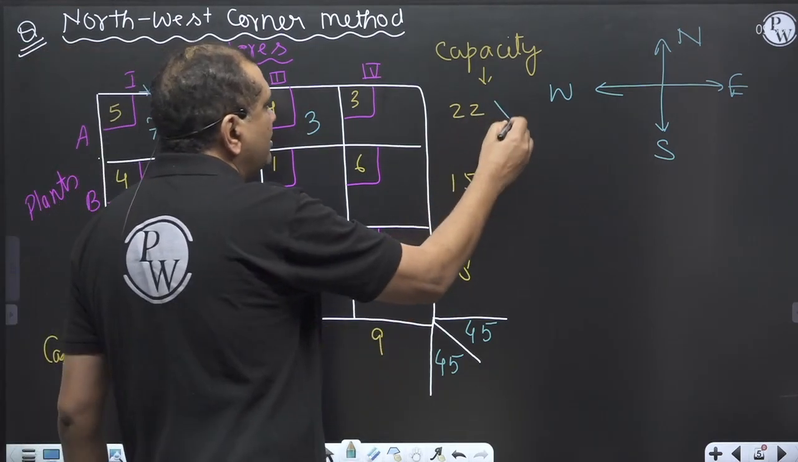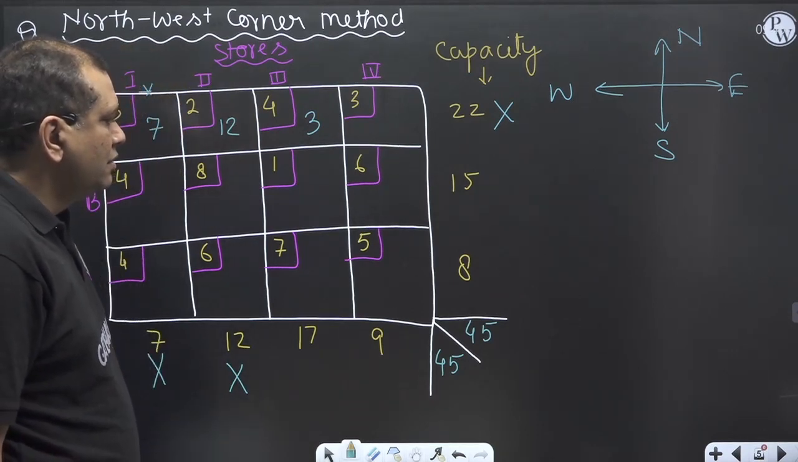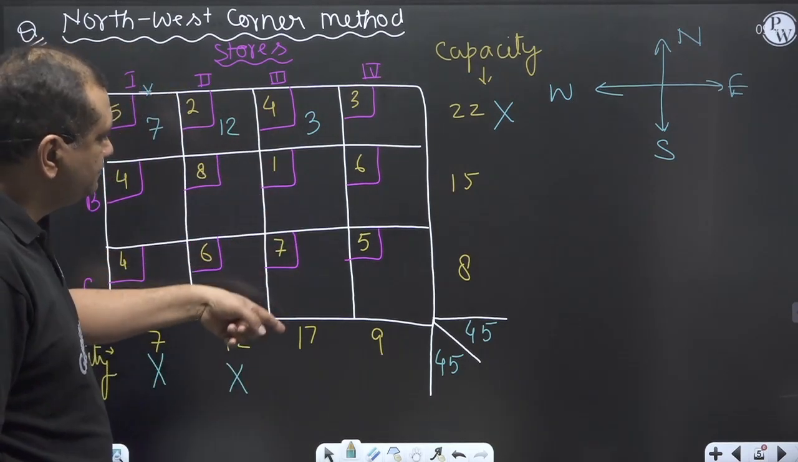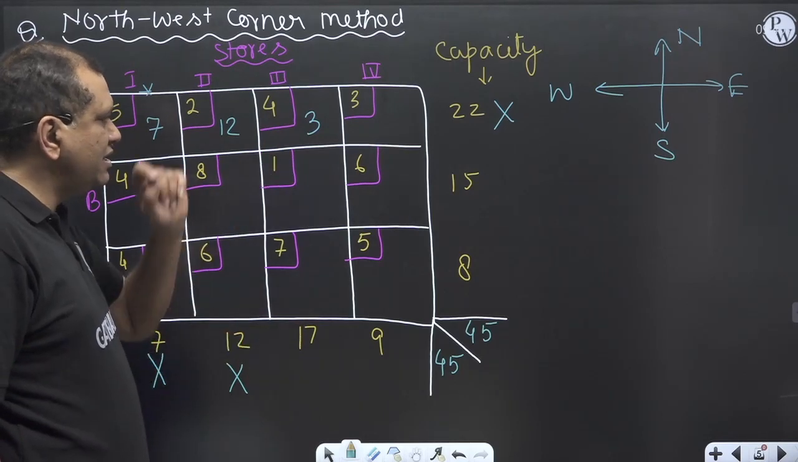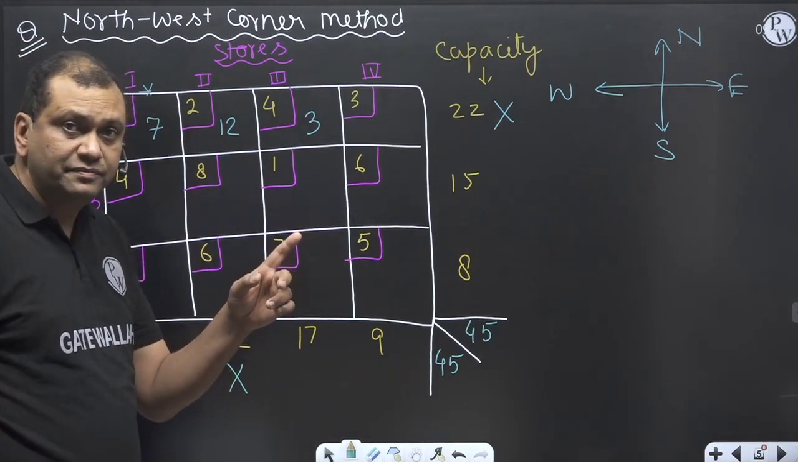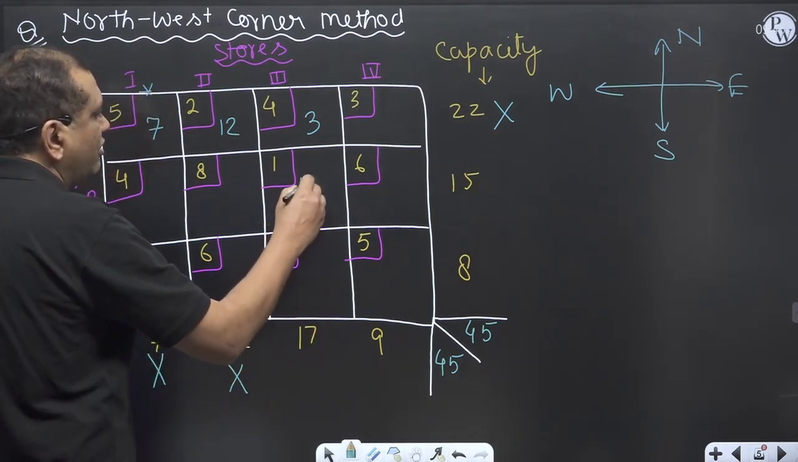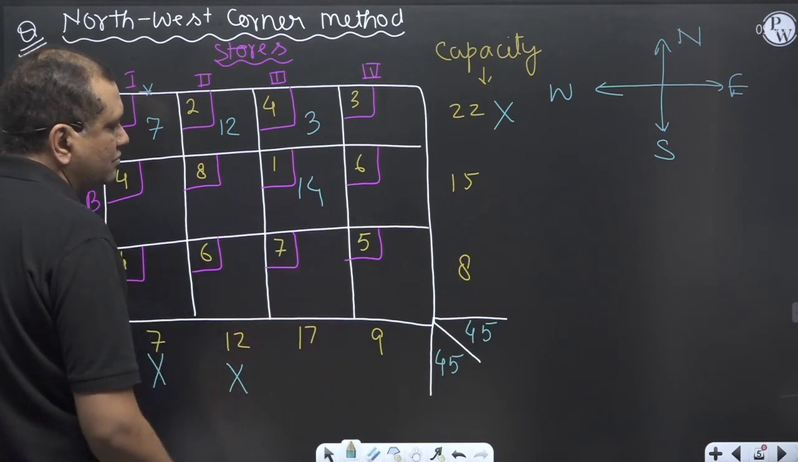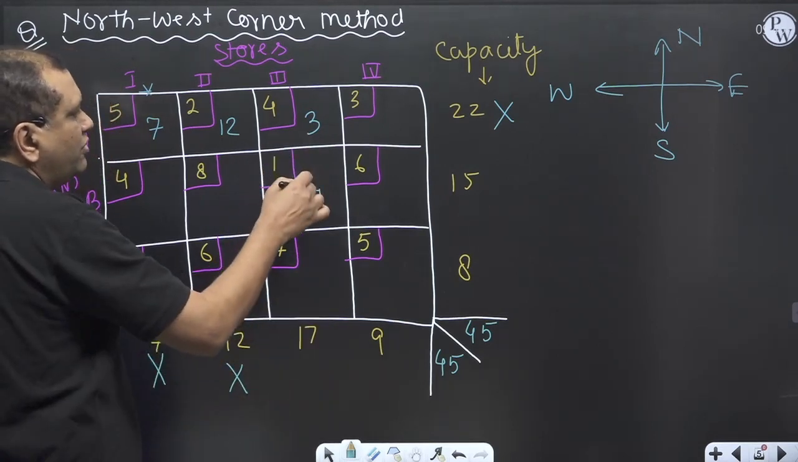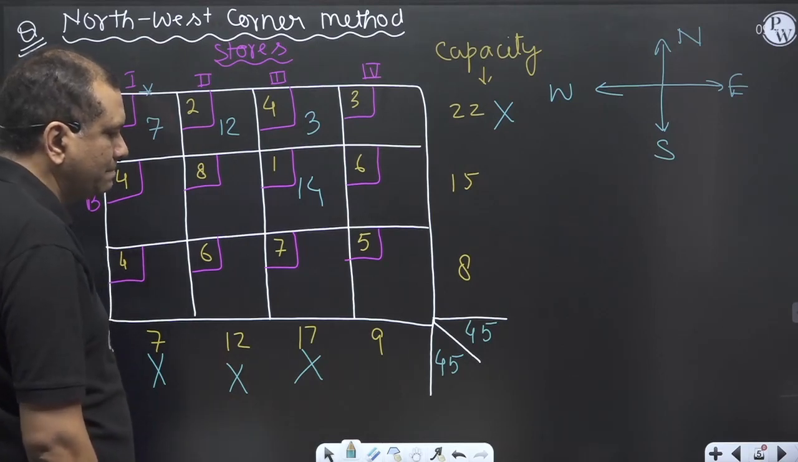So the first row is also exhausted. Now from the column, out of 17, 3 are allocated, remaining are 14. So allocate 14 here. 14 plus 3, 17. This is also exhausted.